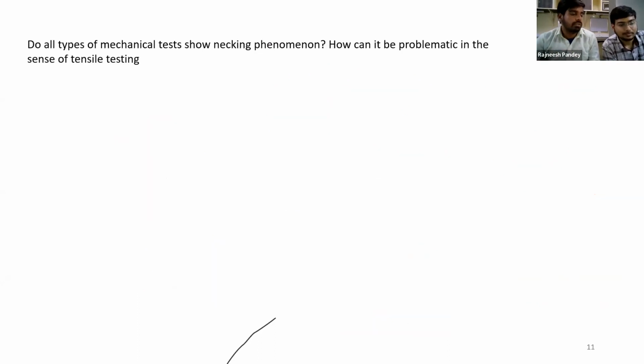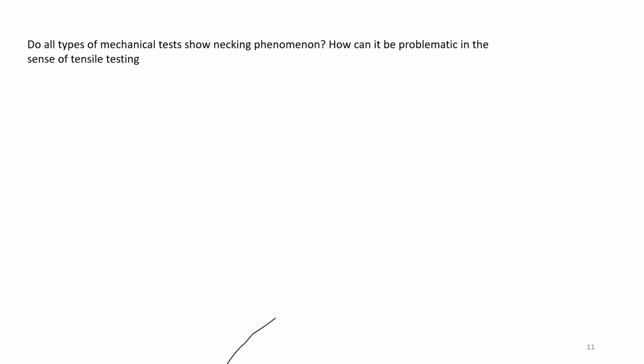It is a very interesting question, and I will explain this. Do all types of mechanical tests show the necking phenomenon? How can it be problematic in the sense of tensile testing? Let us take an opinion from the audience first. If anybody wants to say something about this. Ranjit, are you there? Sanchit? And Manu? Anybody?